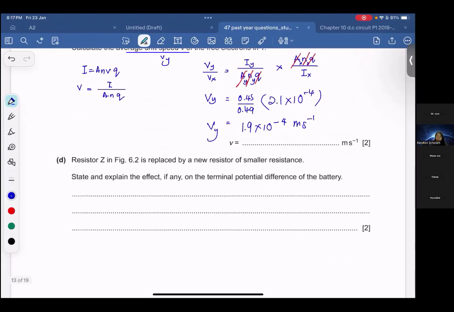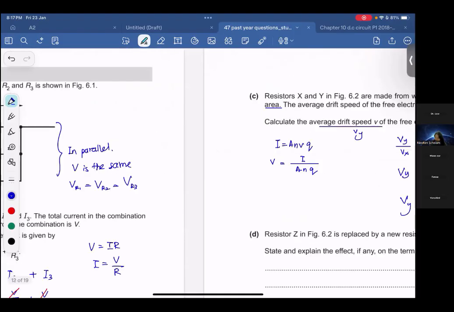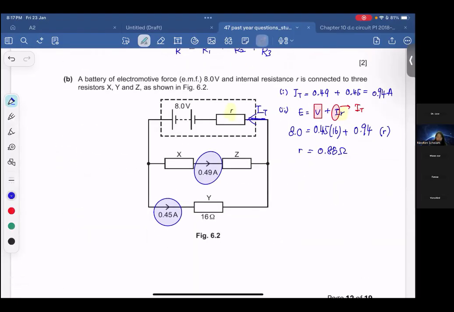Okay, dear, here. The resistor Jack is replaced by a new resistor of smaller resistance. Come back to here. Resistor Jack, this part. We are going to change it into a smaller resistance. So this resistance decreases. State and explain the effect, if any, on the terminal potential.